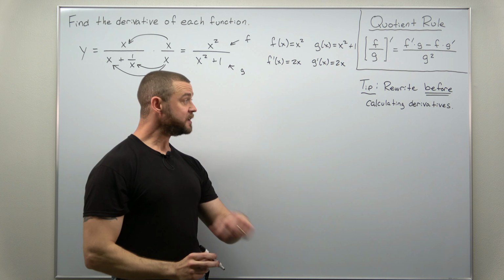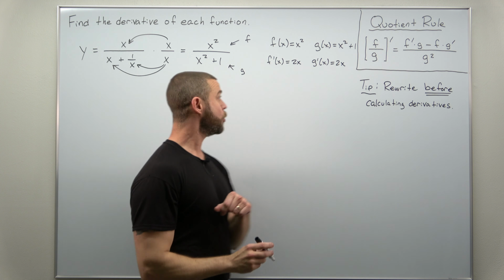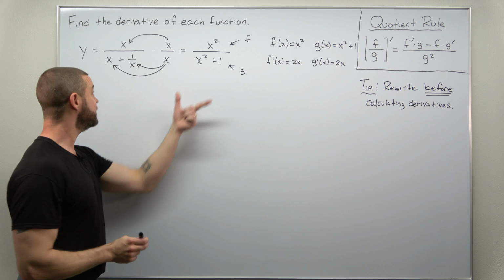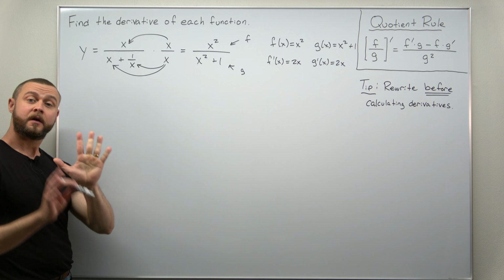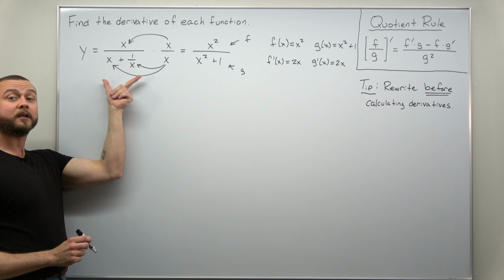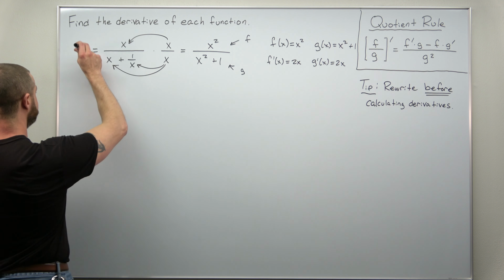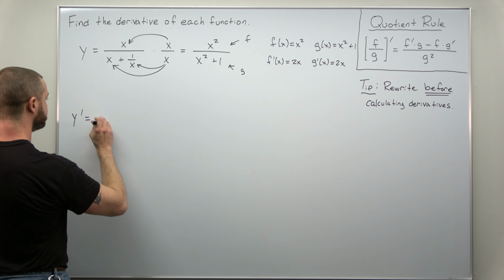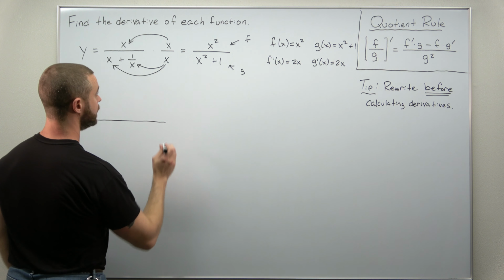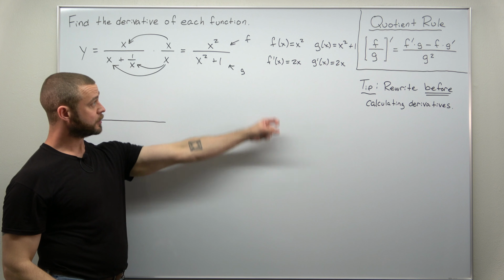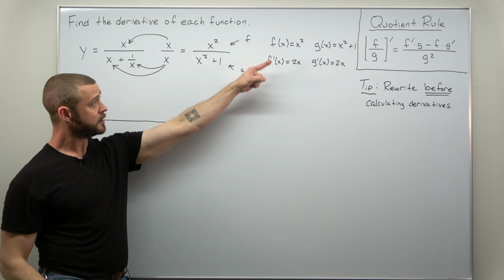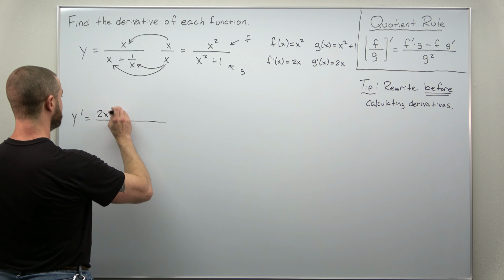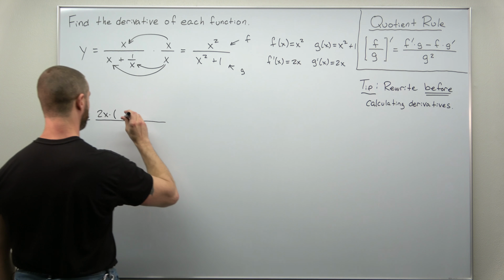And now we just put all the pieces back together with our formula for the quotient rule, where we're thinking of f and g as coming from here, not the original version. Again, that's not wrong, it's just going to be a lot more work. So we have our function y. The quotient rule is going to give us y prime. The quotient rule starts by taking f prime and multiplying it by g, so 2x times x squared plus 1.